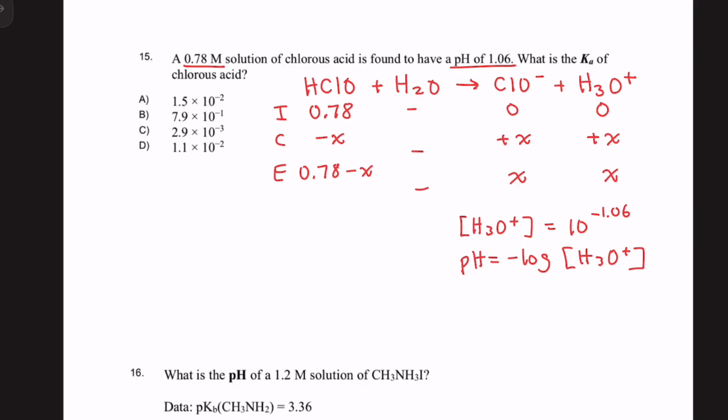So the concentration of hydronium is going to be 0.087. So that's our x value. And now we actually can figure out what the equilibrium is for chlorous acid. It's going to be just 0.78 minus 0.087, which is going to give us 0.693. So now we actually know all of the equilibrium values. These are just 0.087.